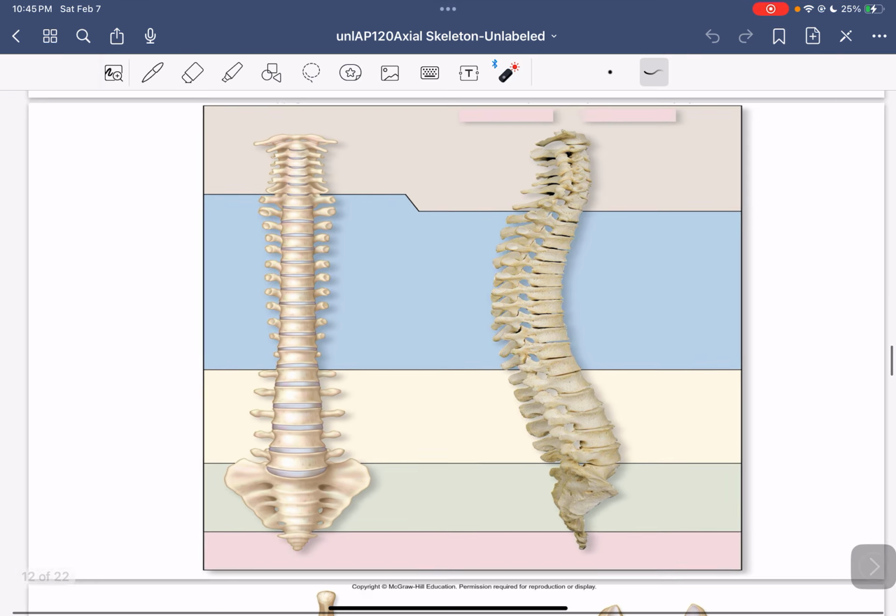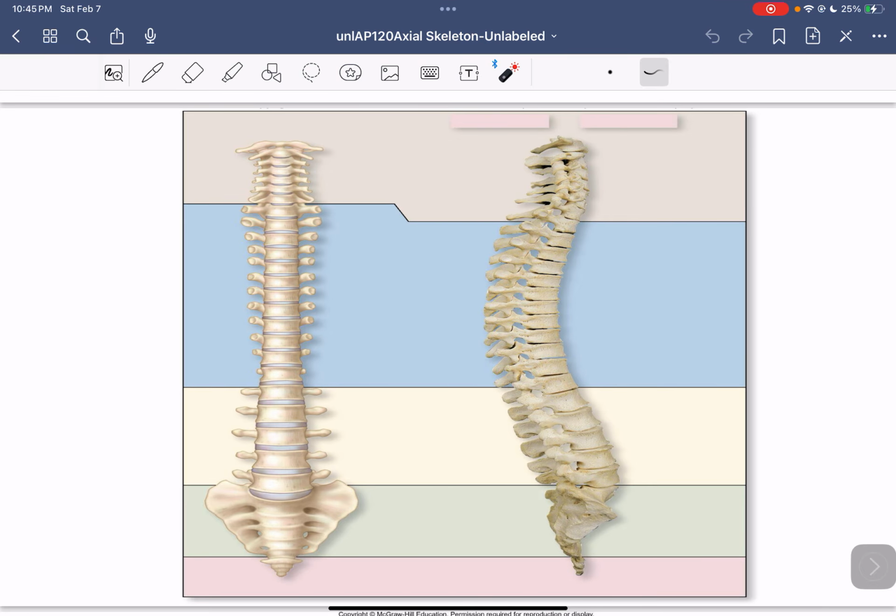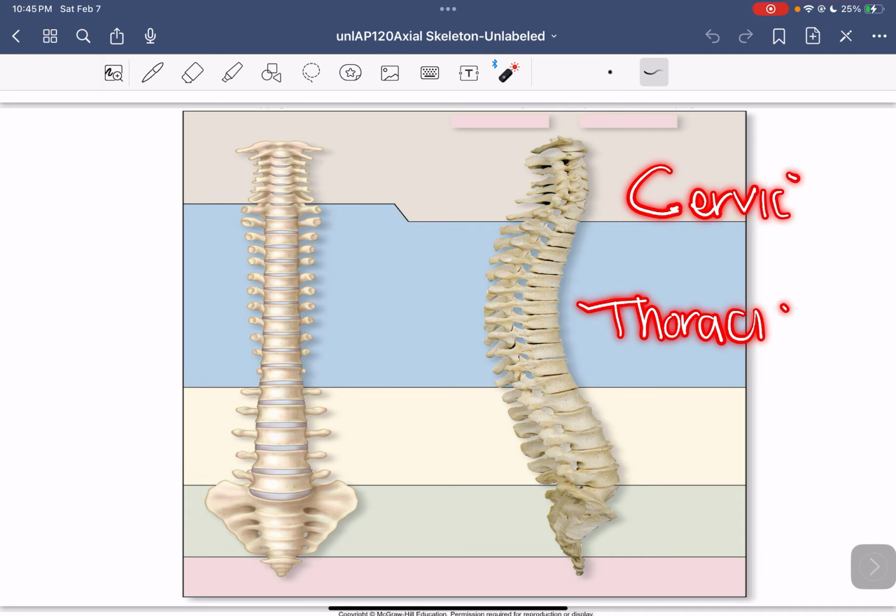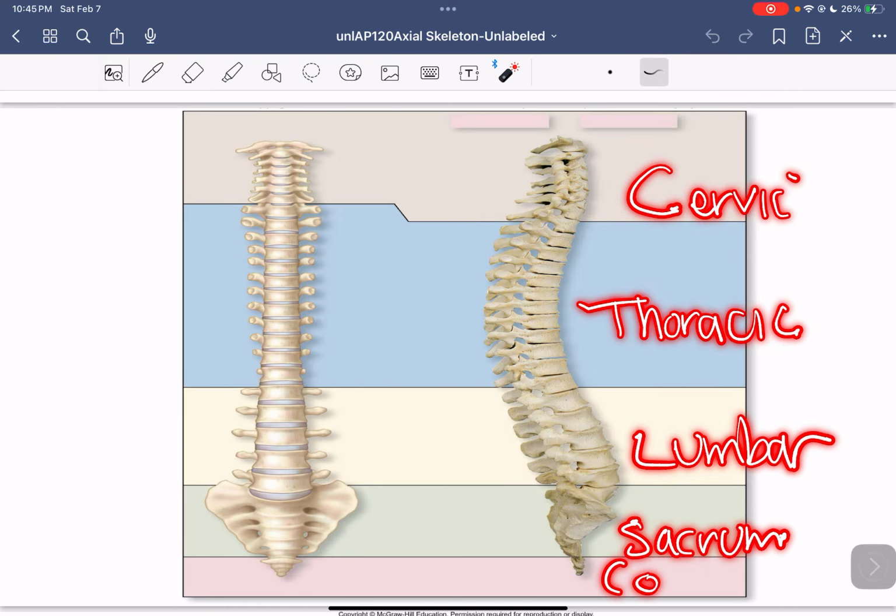Right, so now we're going to go over vertebra. So we're going to talk about vertebra starting from the top. So this is our cervical vertebra. Then we have our thoracic. Then we have our lumbar. Then we have our sacrum. And then is our coccyx.